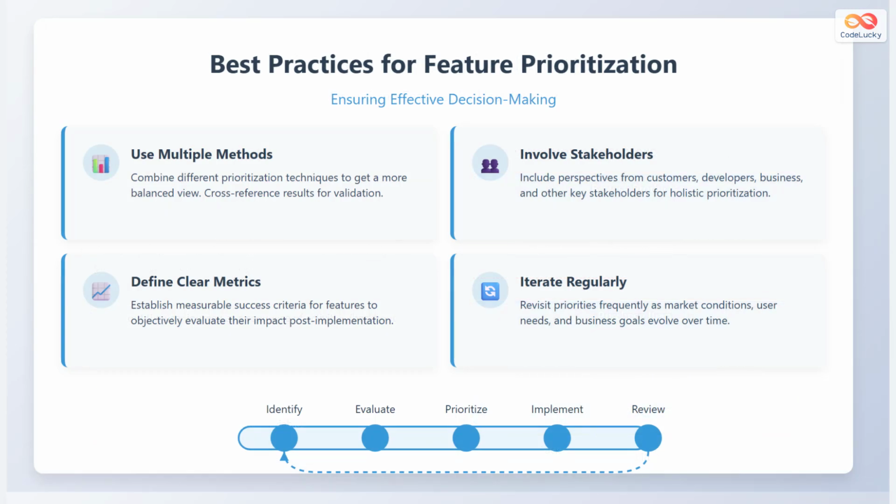To ensure effective decision-making, it's important to follow best practices for feature prioritization. Firstly, use multiple methods to get a more balanced view and cross-reference results for validation. Secondly, involve stakeholders from various teams to gather different perspectives for a holistic prioritization. Thirdly, define clear metrics to objectively evaluate the impact of features after implementation. Fourthly, iterate regularly and revisit priorities frequently as market conditions, user needs, and business goals change over time. Always follow the loop of identifying, evaluating, prioritizing, implementing, and reviewing.